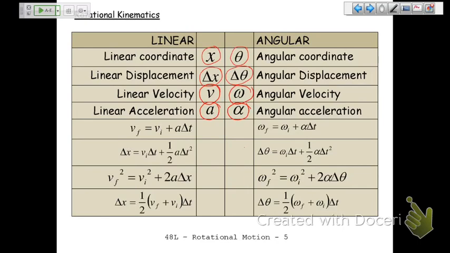And what's even nicer is our VF equals VI plus AT, which you learned for today, is equal to omega F equals omega I plus alpha delta T. It's the same equation, it's just in angular terms. Delta X equals VI delta T plus a half A delta T squared. Well, delta theta equals omega I delta T plus a half alpha delta T squared. Oh man, four more equations to learn? Absolutely not. It's the same equation, just learn the translations. It's a piece of cake. So everything like that is translation.